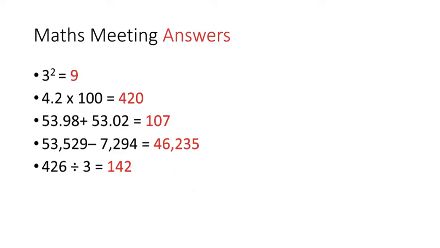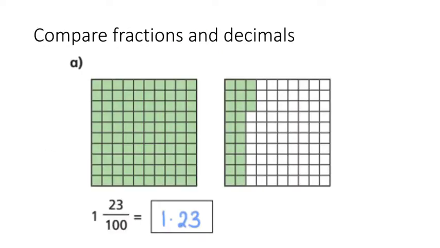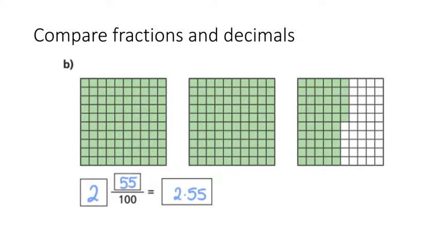Okay, let's check the answers from yesterday's lesson. This represents 1 whole, there's your 2/10 and 3/100. 1.23. And one of the ways you can write it as a fraction is 1 and 23/100. And then we've got 2 wholes, and 1, 2, 3, 4, 5/10 and 1, 2, 3, 4, 5/100. 2.55.